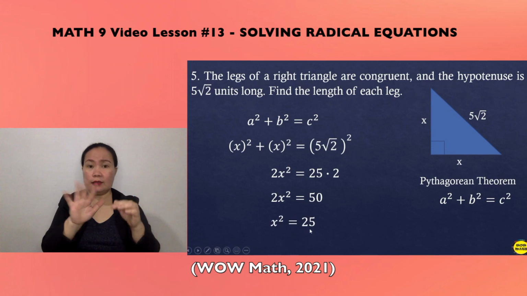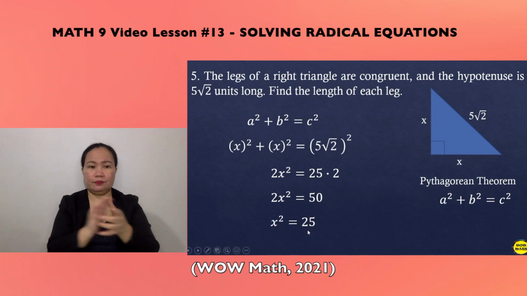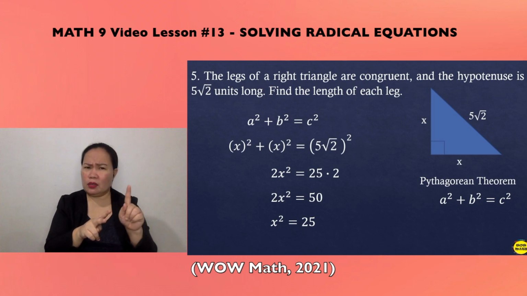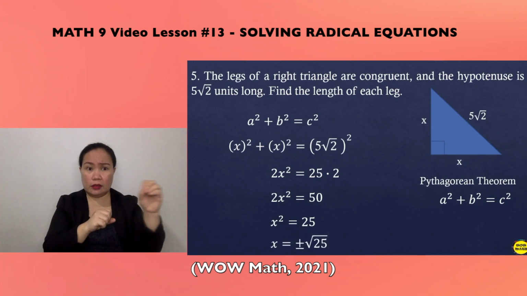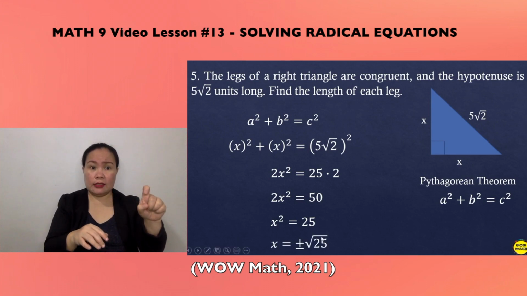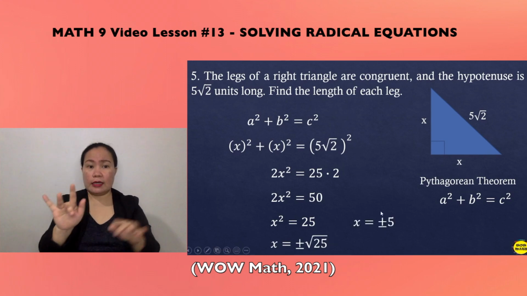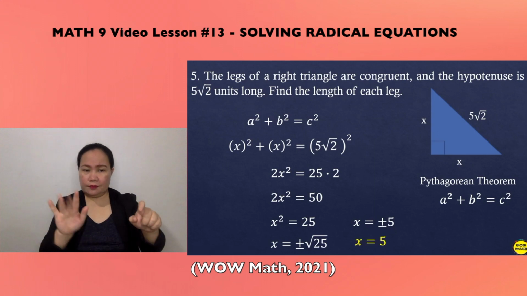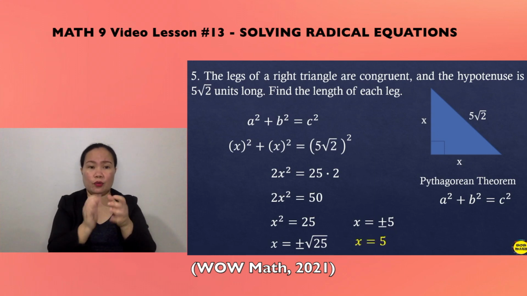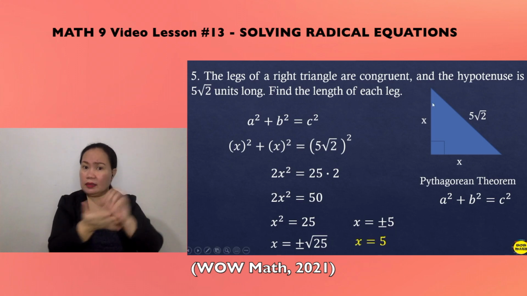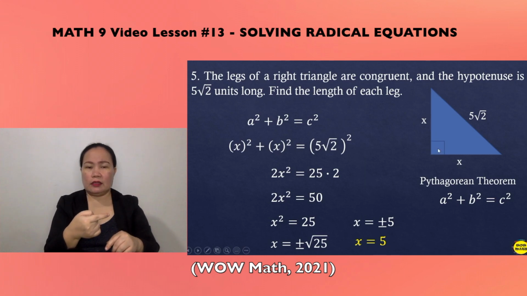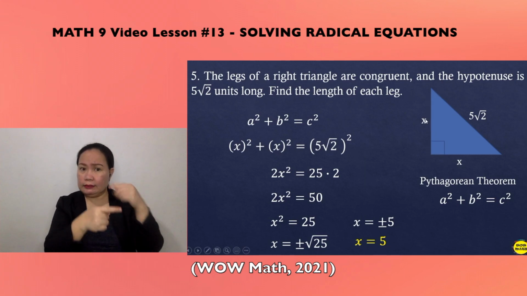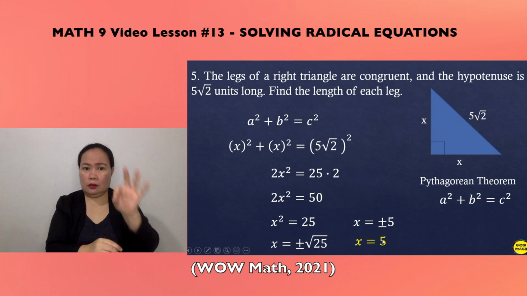And then, after that, what can we apply? The square root property. So, applying the square root property, x is equal to positive or negative square root of 25. And the answer is, x is equal to positive or negative 5. We will not include negative 5; we reject the negative solution, since what we are talking about here is the length of the leg. And the length of a leg is always positive. So therefore, our answer is x is equal to 5.